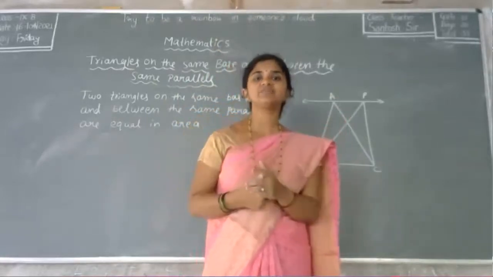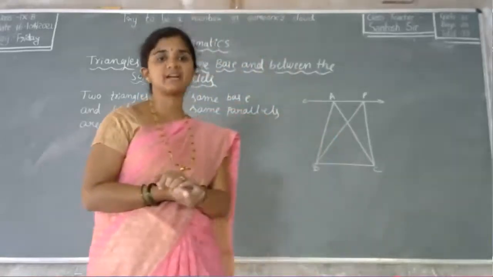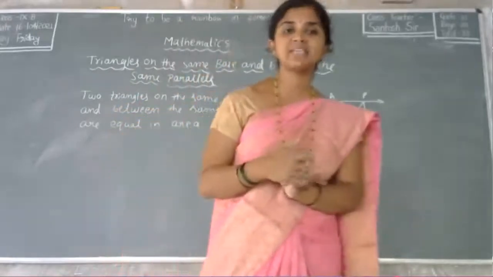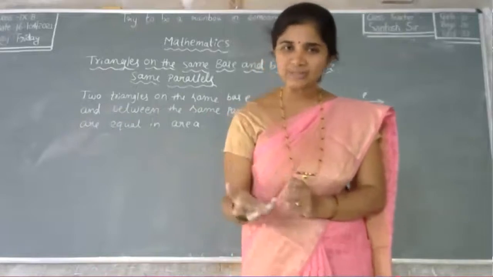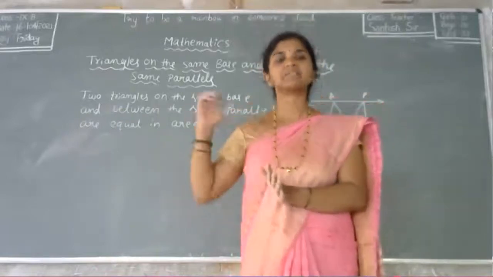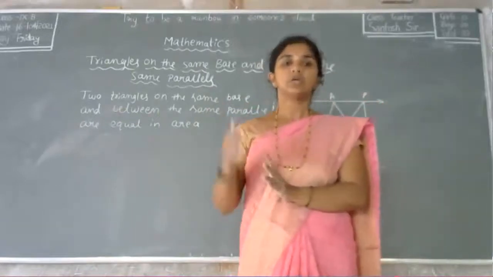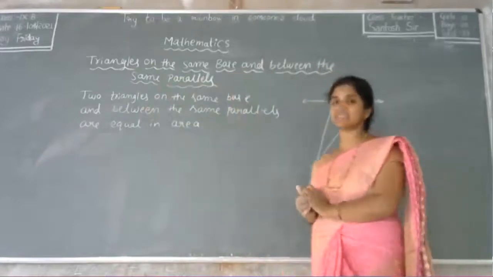Now, in this video, we are going to discuss the last part of this topic, that is, when two triangles stand on the same base and between the same parallels, what happens to their area. This concept was also discussed in the previous video, but let us take example problems related to this topic. So today's topic is triangles on the same base and between the same parallels.